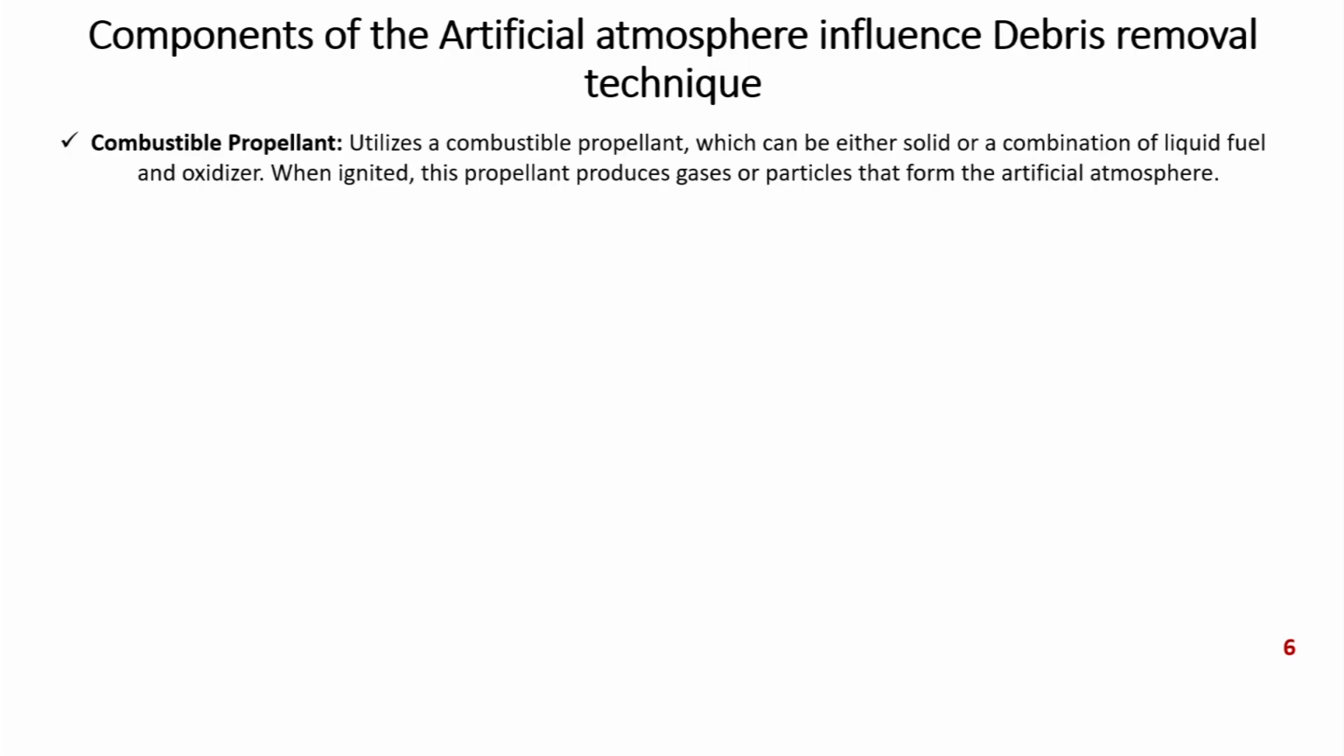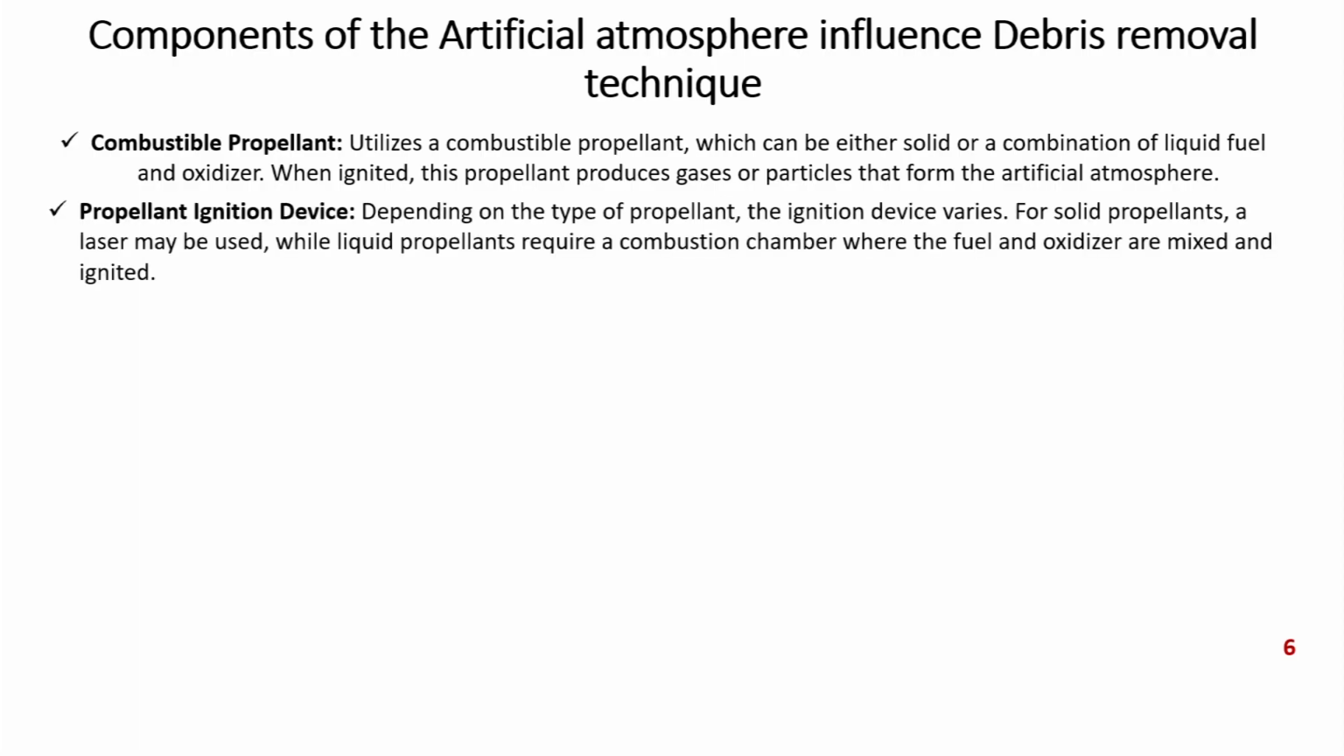First is the combustible propellant. Here it utilizes a combustible propellant, which can be either a solid or a combination of liquid fuel and oxidizer. When ignited, this propellant produces gases or particles that form the artificial atmosphere. Now, what is the propellant ignition device? Depending on the type of propellant, the ignition device varies. For solid propellant, a laser may be used for igniting, while the liquid propellant requires a combustion chamber, where the fuel as well as the oxidizer are mixed and ignited.